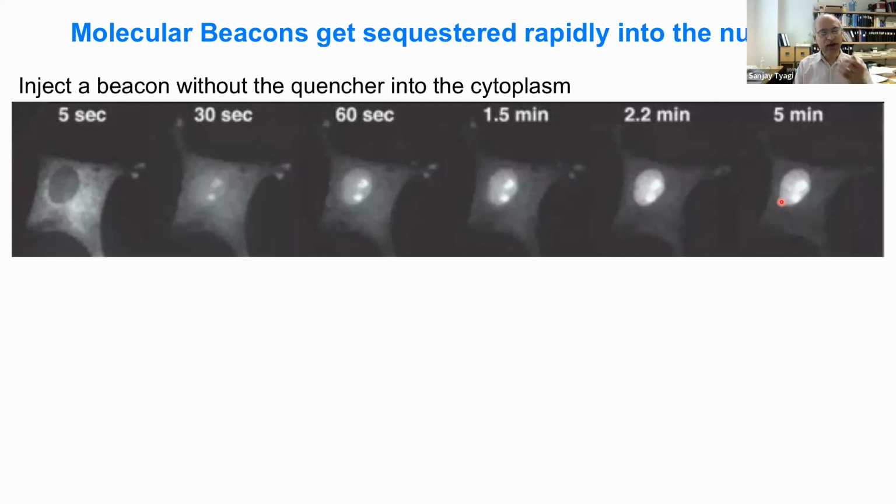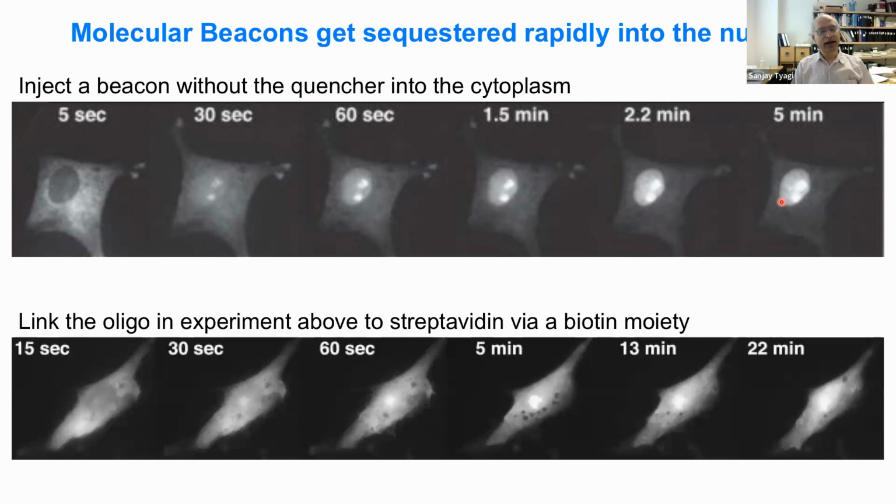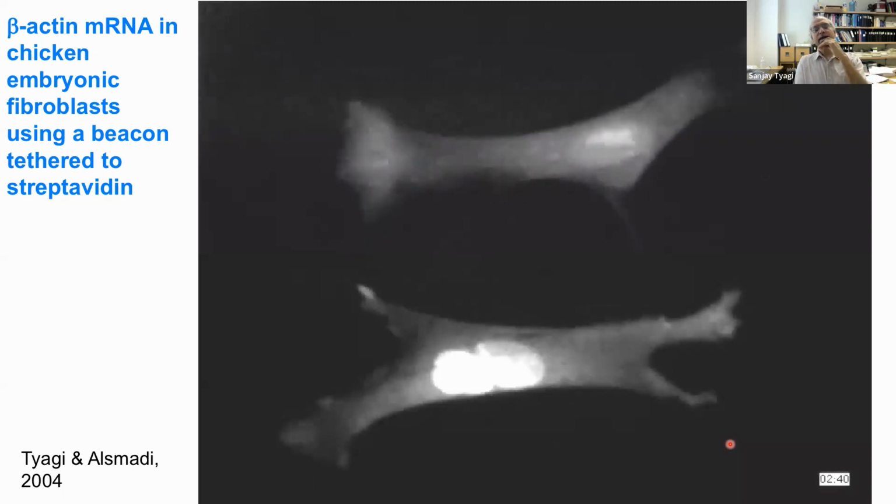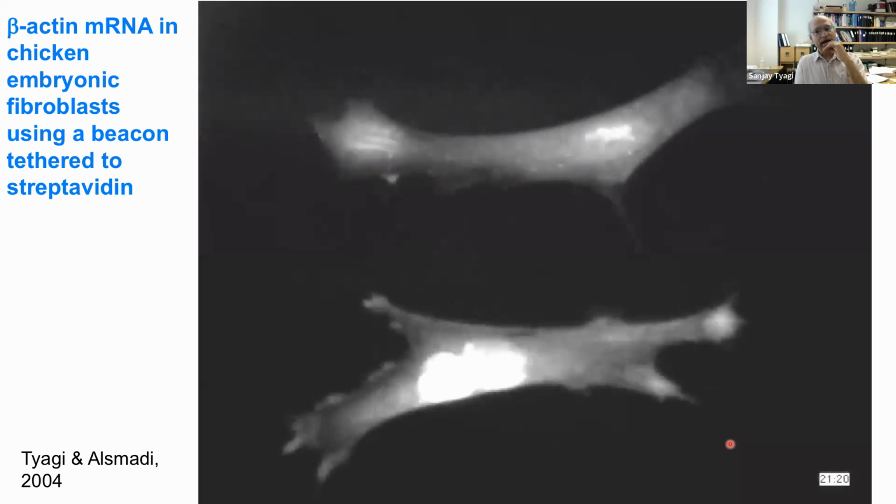And so we decided we were going to do a trick, and the trick was to introduce a biotin group in the molecule of a beacon, and then hook it up with a streptavidin. Now it's a protein which should not be able to go into the nucleus. And when you inject that, you can see that for at least half an hour, they remain in the cytoplasm. And with this sort of modification, we were able to image beta-actin RNA in these chicken embryonic fibroblasts.